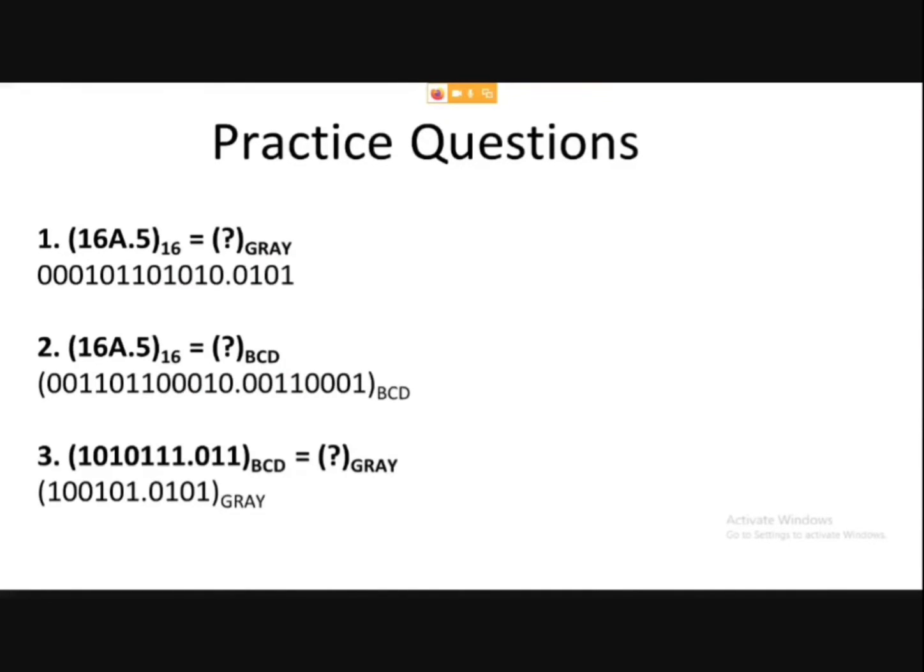So these are some practice questions which you can perform. Answers are also mentioned there so that you can verify them, but steps you have to ensure. Okay.